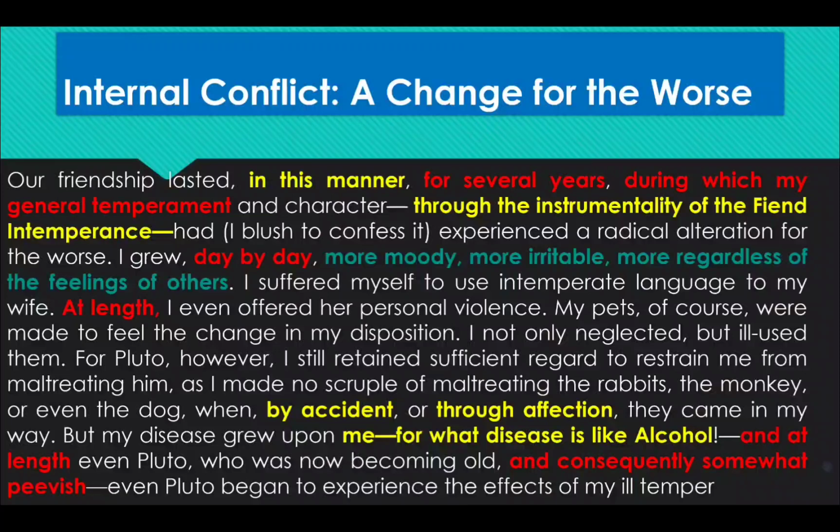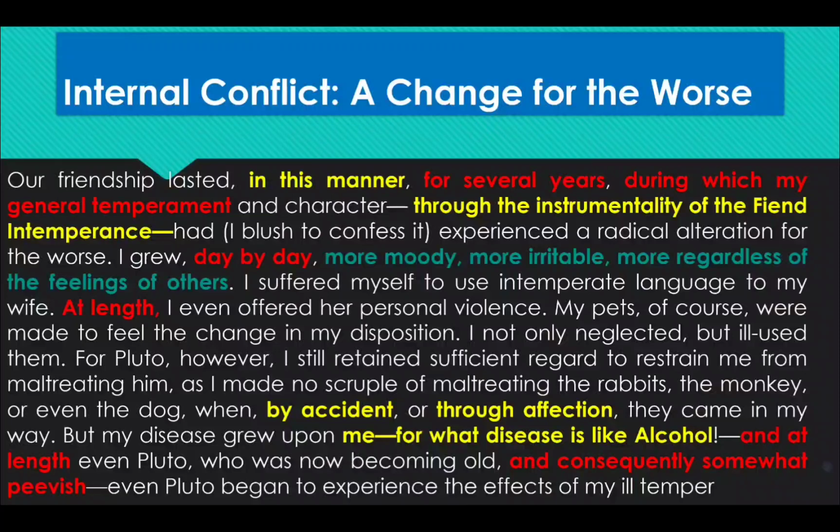Now, when he said in the last part of the paragraph, "by accident, through affection, me for what disease is like alcohol, and at length, and consequently somewhat peevish," all of these are appositive structures which hinder the movement of the entire clause or sentence. This is indicated by how the narrator is trying to show us that he is experiencing some sort of interior monologue.